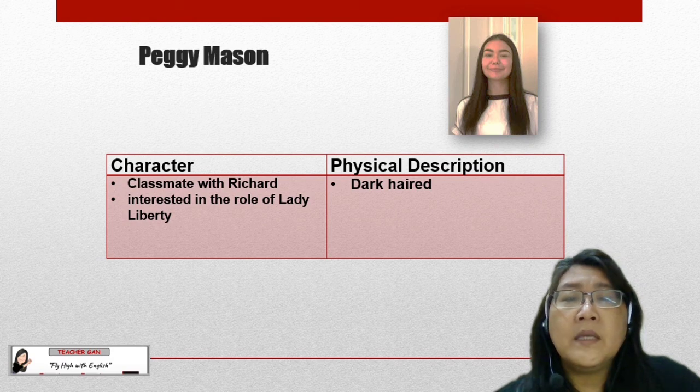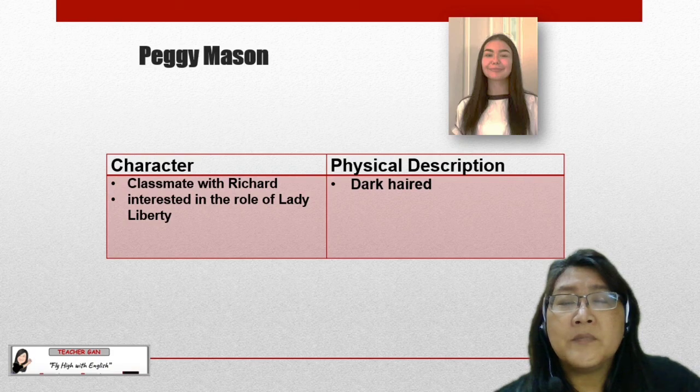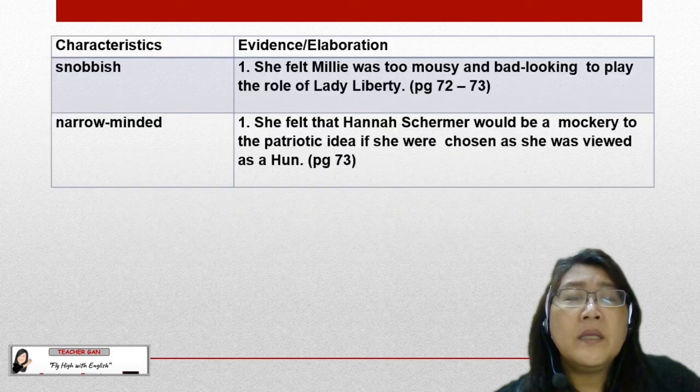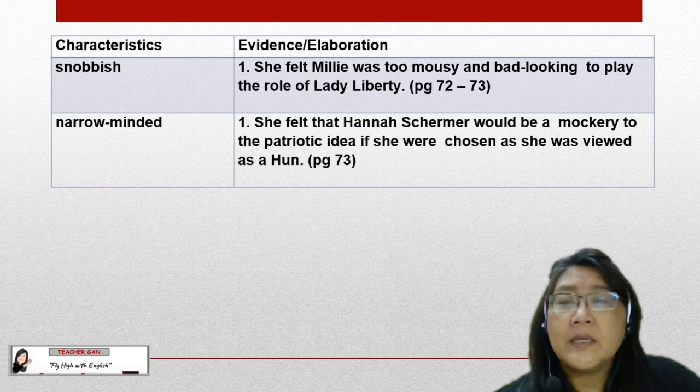Next, Peggy Mason. She is Richard's classmate and she was interested in the role of Lady Liberty. Physical description: she is also dark-haired. Peggy has some negative characteristics like being snobbish. She felt Millie was too mousy and bad-looking to play the role of Lady Liberty. She was also narrow-minded because she felt that Hannah Schirmer would be a mockery to the patriotic idea if she were chosen, as she was viewed as a Hun.